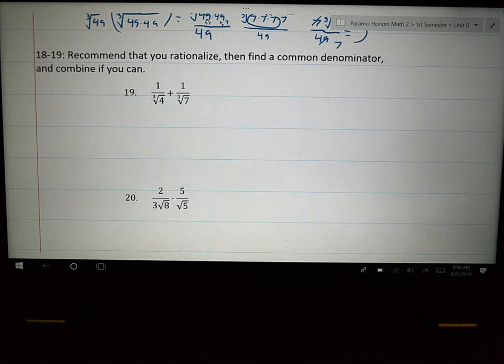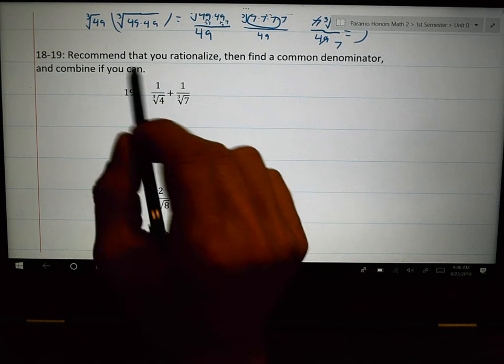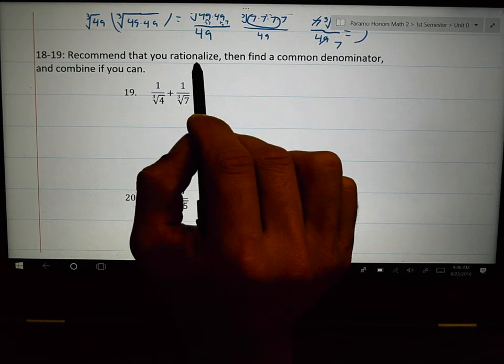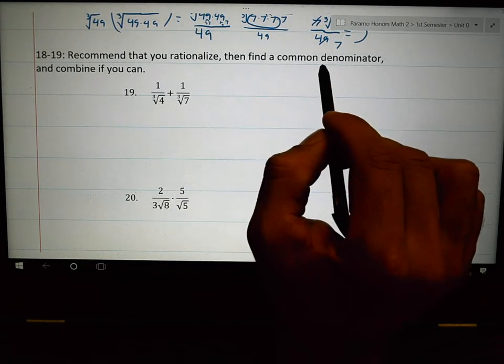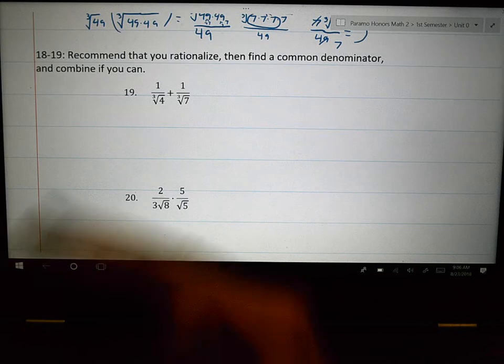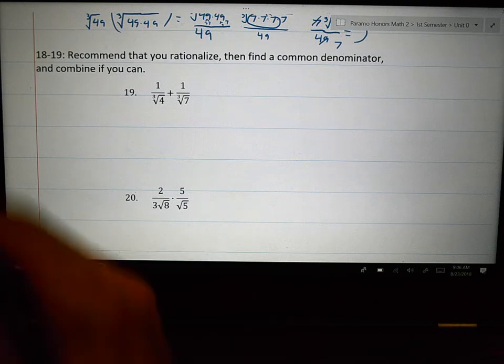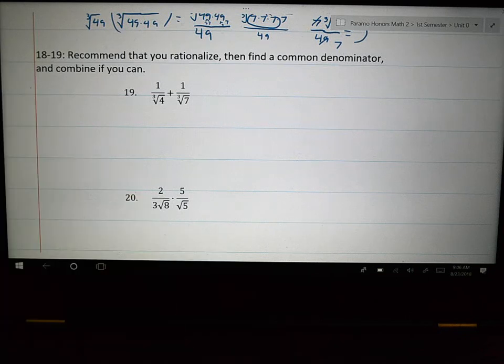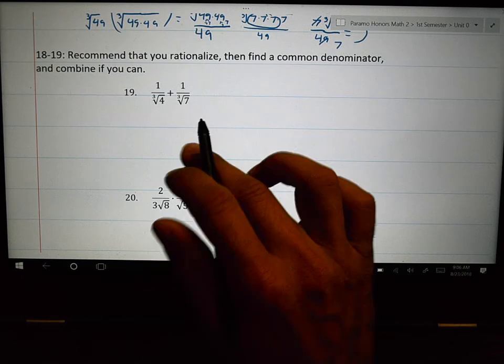And then I was trying to think of the shortest path possible. And once again, that's what I came up with. Rationalize first, then find a common denominator, and then combine if you can. That's my recommended order of doing things. So we will do number 19 together. I did not choose 18 because I wanted you to try number 18 on your own. And then we'll do number 20, and then we'll call it a lesson.